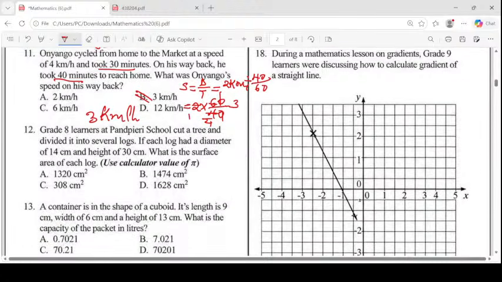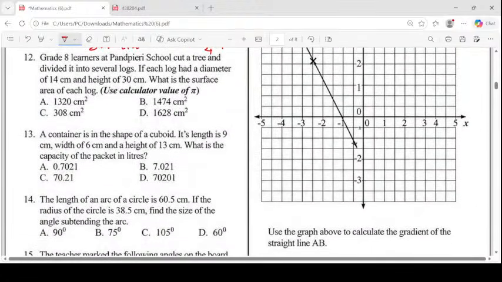Allow me to have a look at question number 12. Grade 8 learners at Pandpieri School cut a tree and divided it into several logs. If each log had a diameter of 14 centimeters and a height of 30 centimeters, what is the surface area of each log? We have a log like this. The diameter here is 14, but the height is 30.